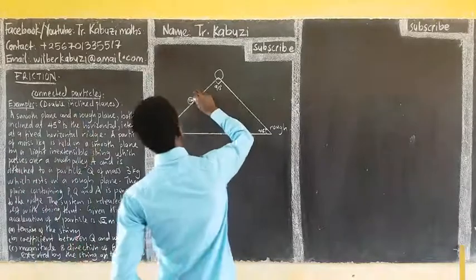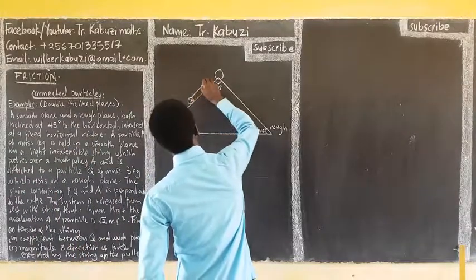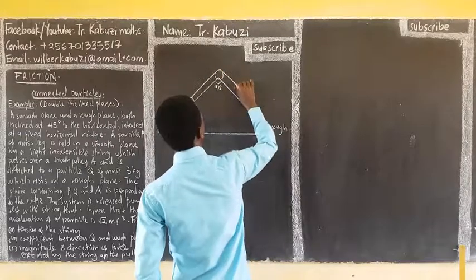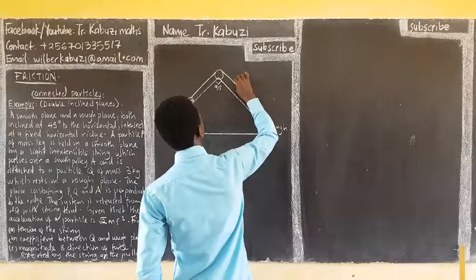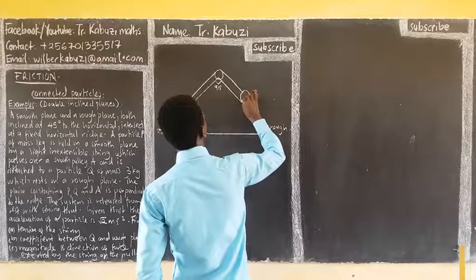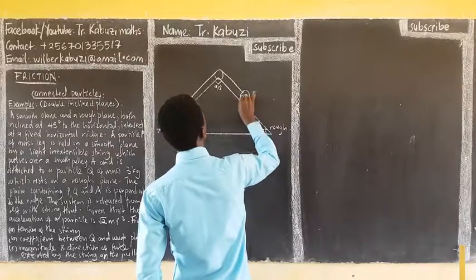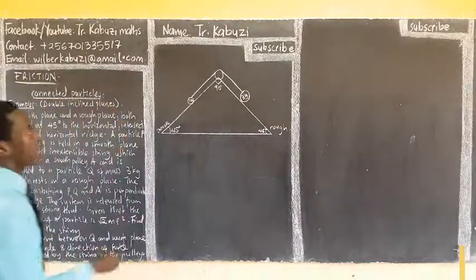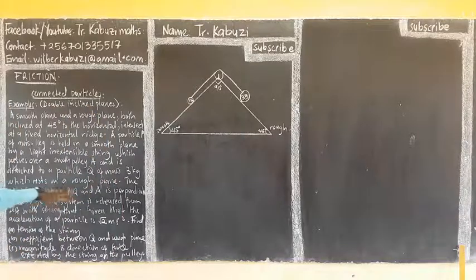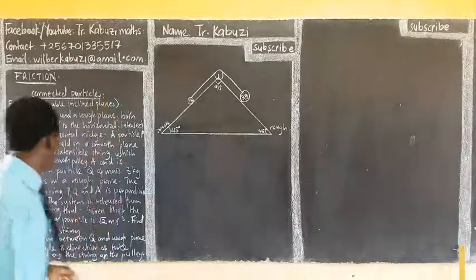Okay, so this particle is going to be connected by a string which passes over a pulley, and then it's going to be connected to a particle here which is going to have 3 kilograms. After doing that, this is our pulley. The plane containing P, Q, and A are perpendicular to the ridge. I think we can see they are perpendicular to the ridge.